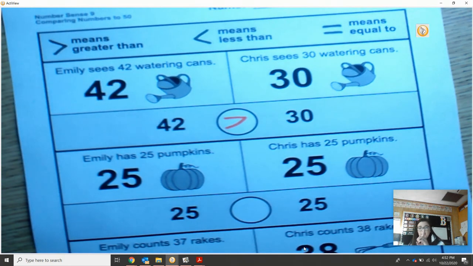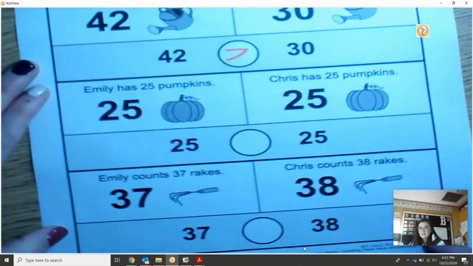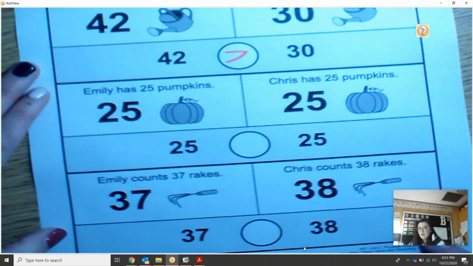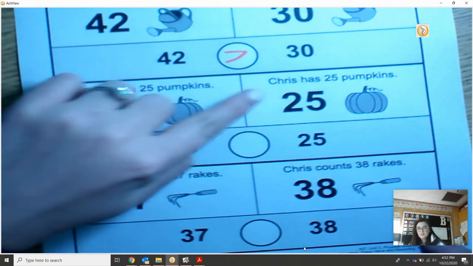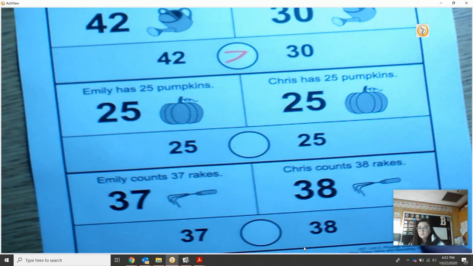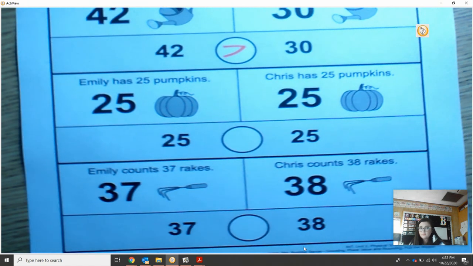Let's do one more practice one together, and I will let you finish on your own, okay? Next, I have Emily has 25 pumpkins, and Chris has 25 pumpkins. I have 25 and 25. Is one bigger than the other? No. Are they the same number? They absolutely are the same number.